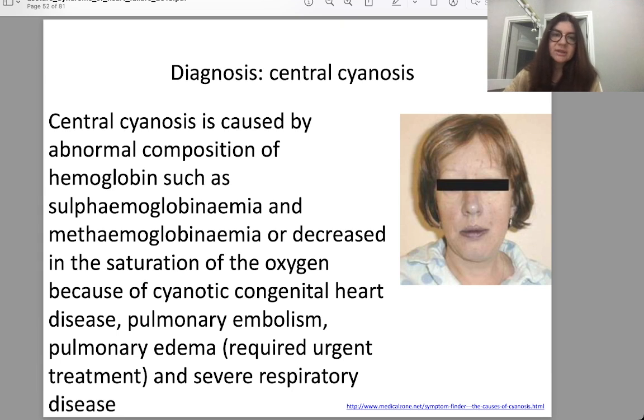Central cyanosis is caused by abnormal composition of hemoglobin such as sulfhemoglobin and methemoglobin, or decreased oxygen saturation because of cyanotic congenital heart disease, pulmonary embolism, pulmonary edema requiring urgent treatment, and severe respiratory disease.